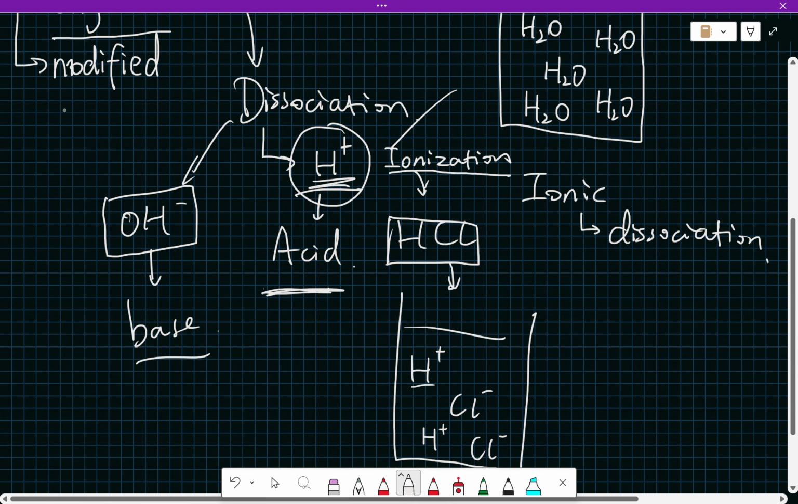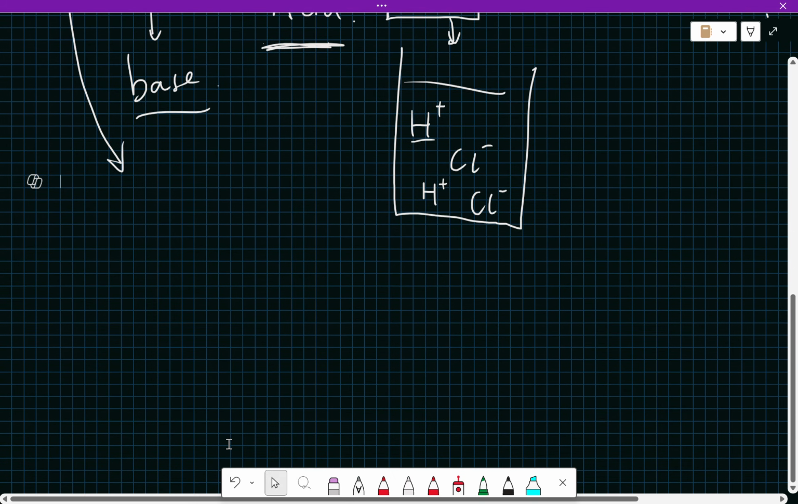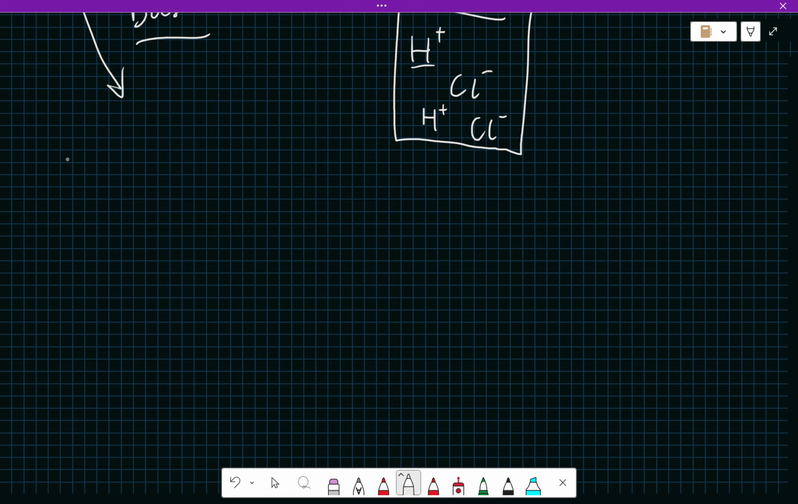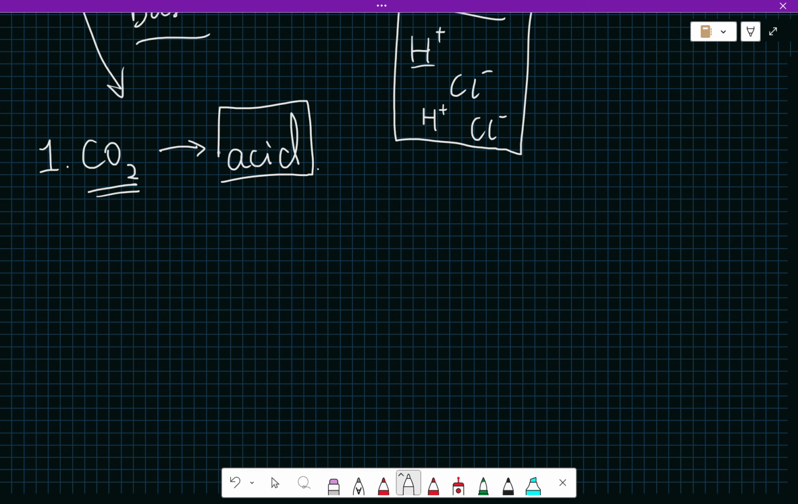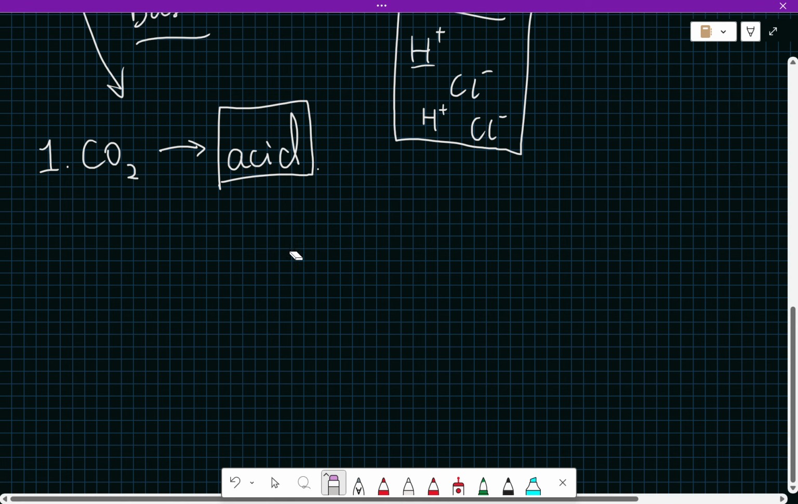For the modified Arrhenius theory, we're trying to explain two anomalies. The first one is carbon dioxide. This is a molecular compound, and if we dissolve it in water, it is going to be an acid. However, there are no hydrogen ions present in this compound. So how does that work?